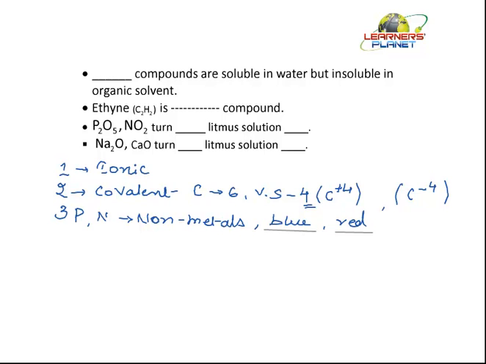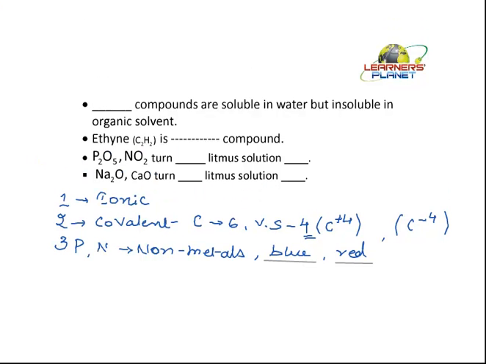Now let's take up our next question. Na2O and CaO turn dash litmus solution dash. What is Na and what is Ca? So Na is a metal as well as calcium is a metal. What type of oxide will they form? They will form basic oxide. So it will convert what?